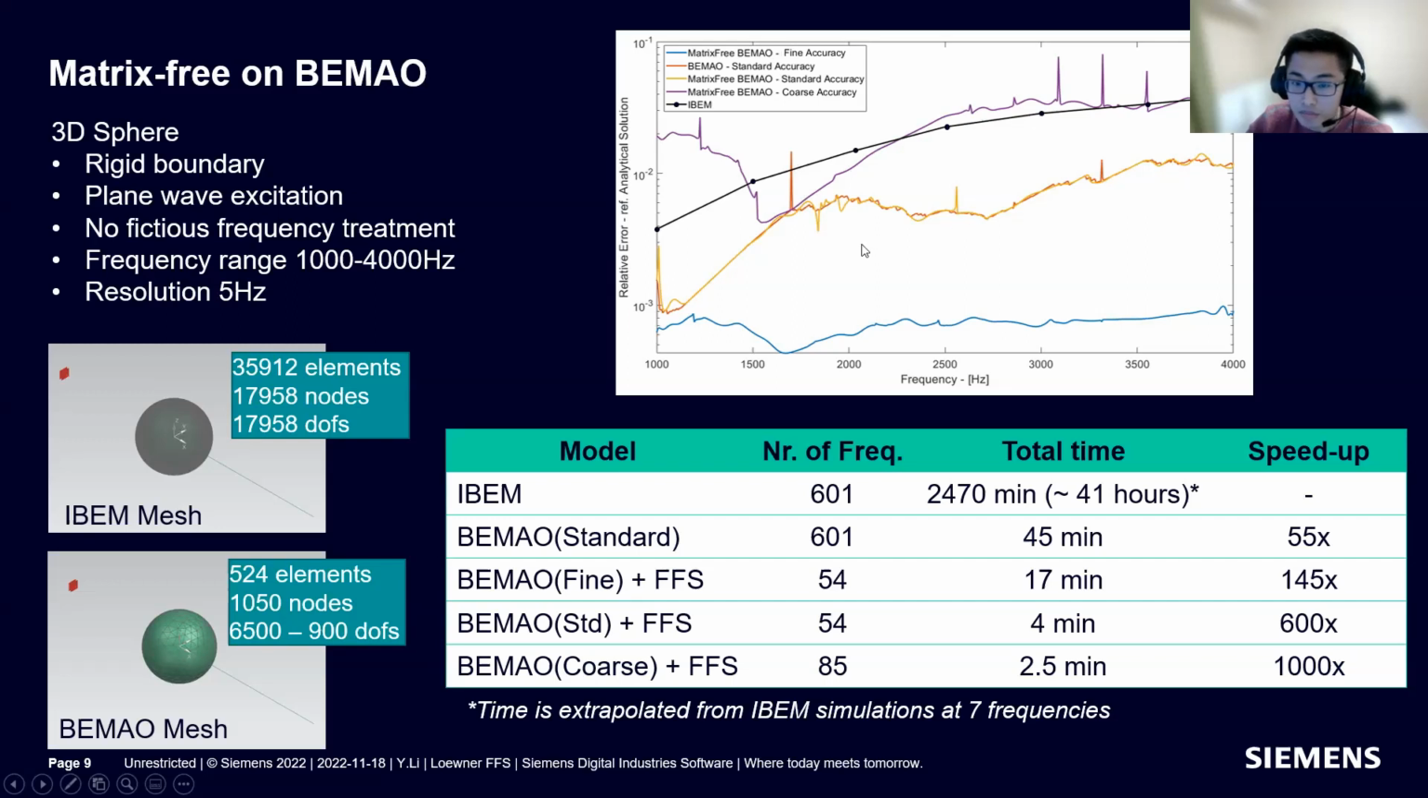This is also because the accuracy in the coarse setup is a bit less than expected, than the standard. So if we take a look at the figure on top, we can see that for this red curve, which is the BEMAO standard, and we compare to the yellow curve, which is BEMAO standard with matrix 3, we see quite similar accuracy. And the reference in this case is the analytical solution. And for BEMAO fine, accuracy is even better, of course, and the coarse is a bit above the standard, but still similar to the classical IBEM formulation.